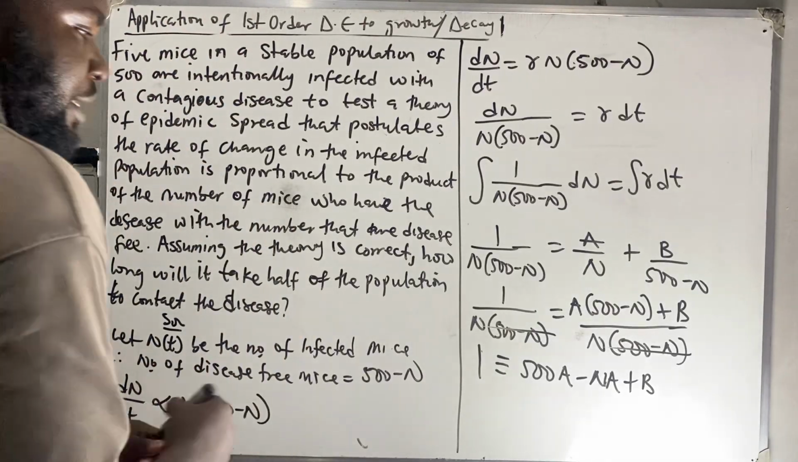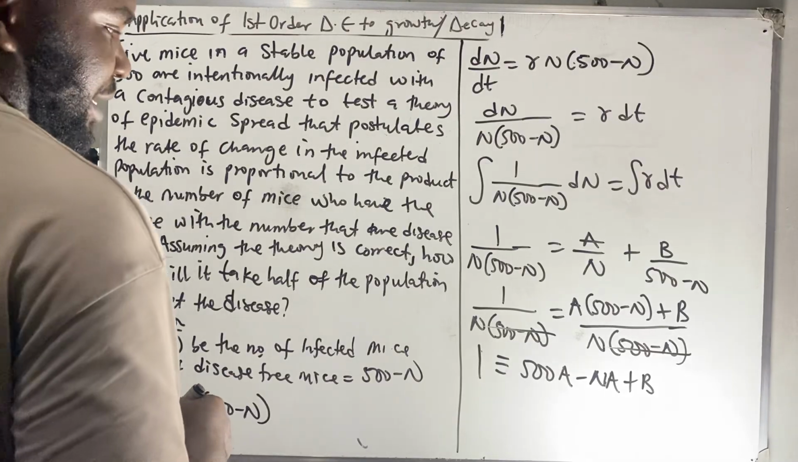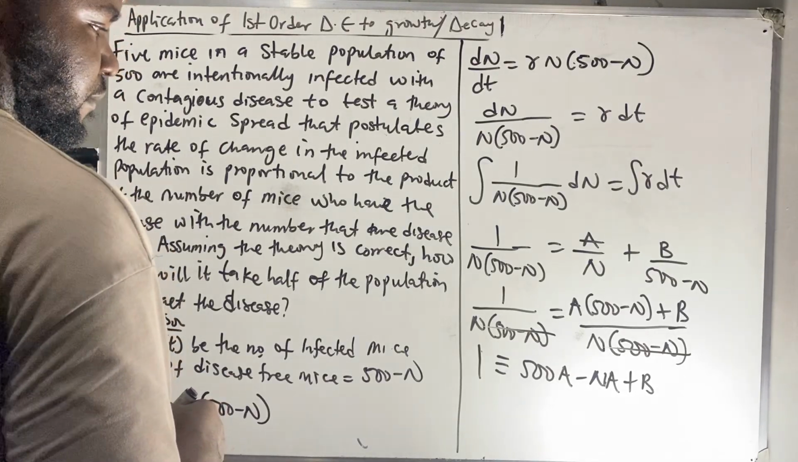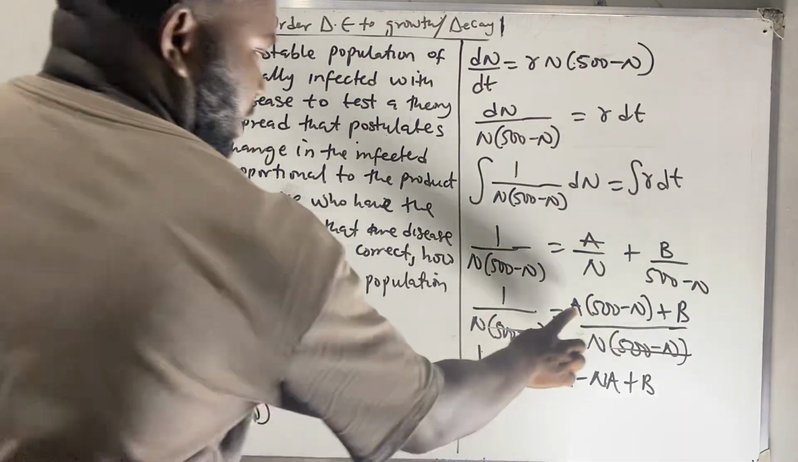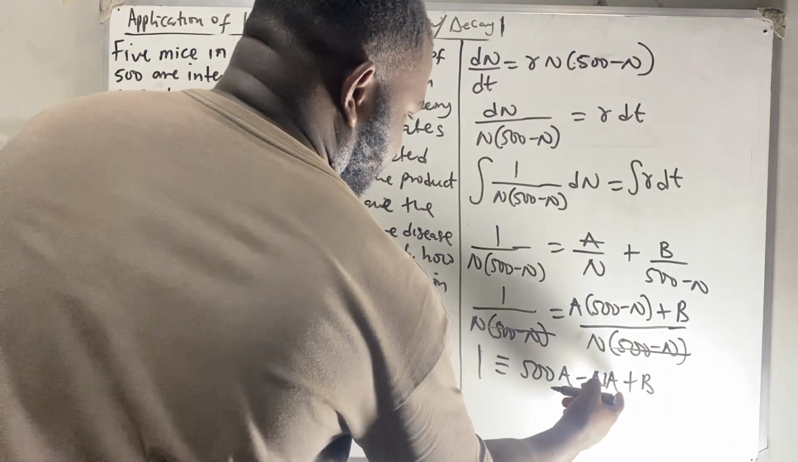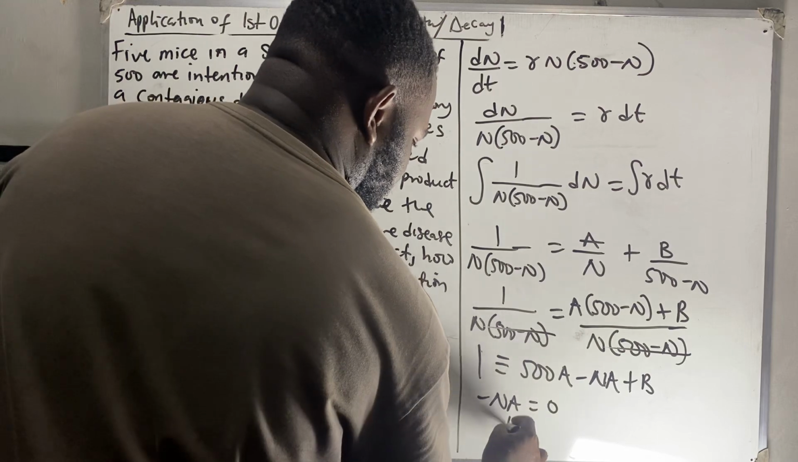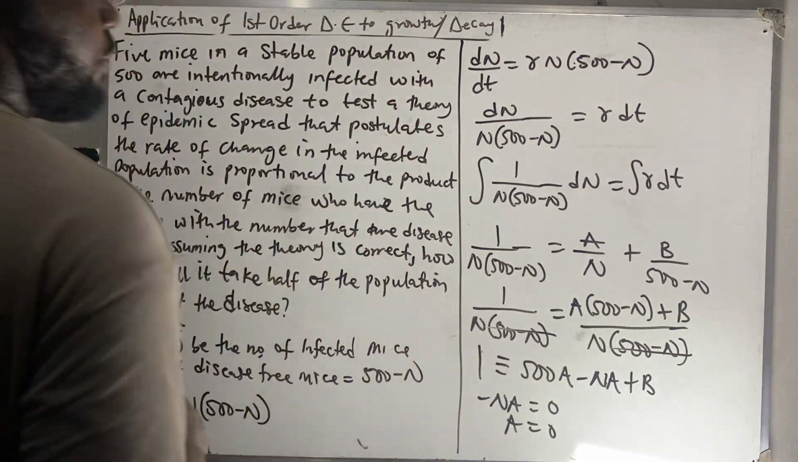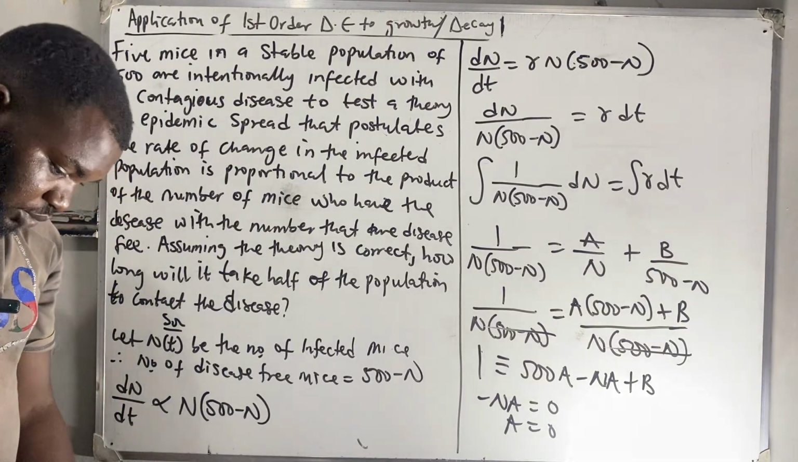Who has N here? Am I having any problem here? A times this is okay. Those that has N is the main variable. Those that has N is here, minus NA is equal to 0. So therefore my A is equal to 0. If A is equal to 0, will it work? It will not work.